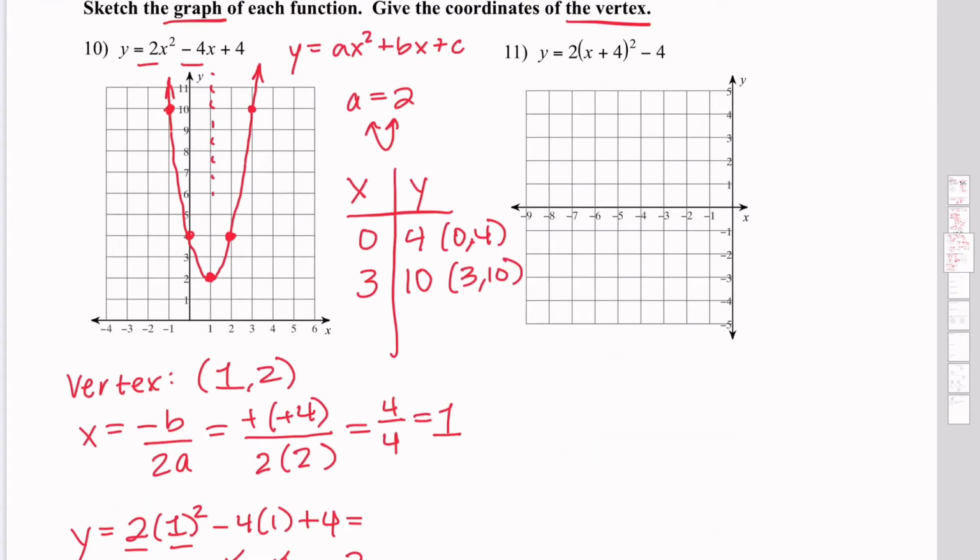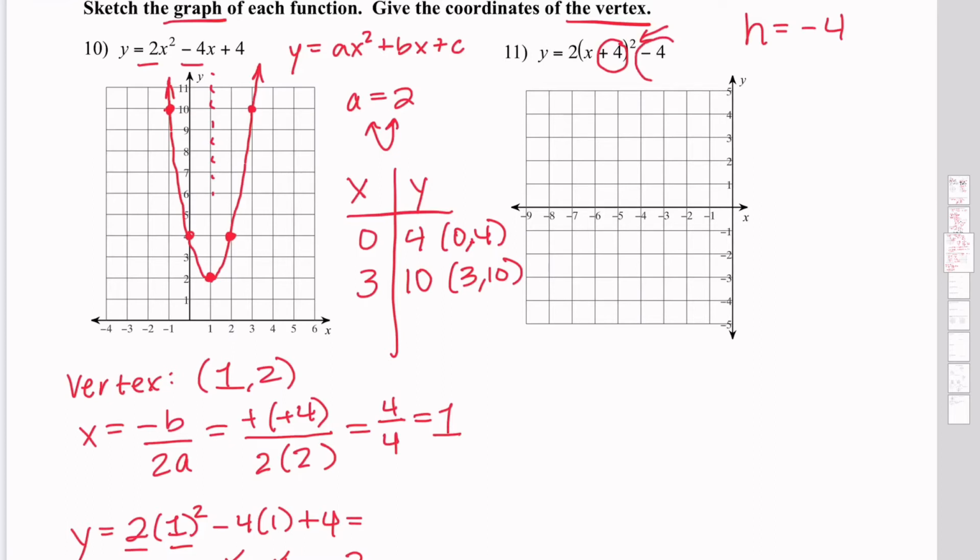Question 11 is already written in vertex form. We know it's a parabola because it has a power of 2. So the vertex form, your h value is the opposite sign of this 4. So although it says plus 4 in the parentheses, our h value is actually negative 4.